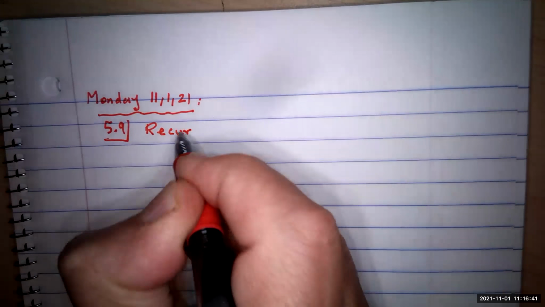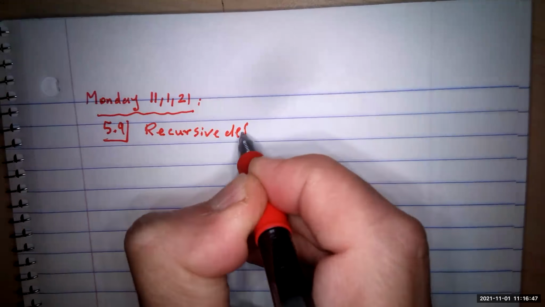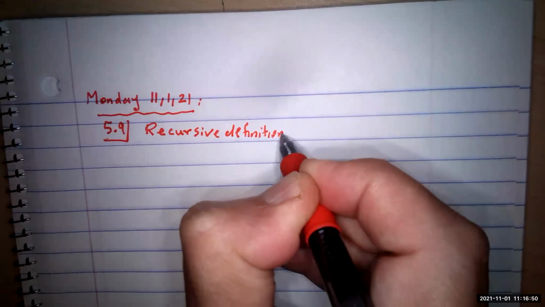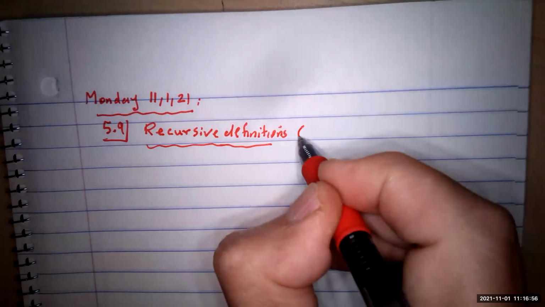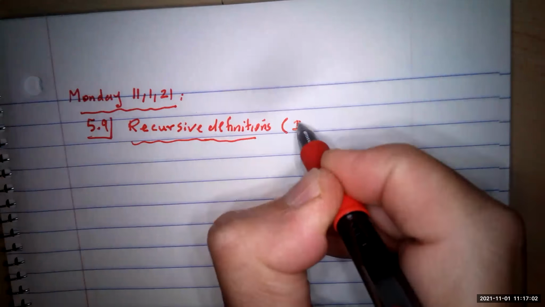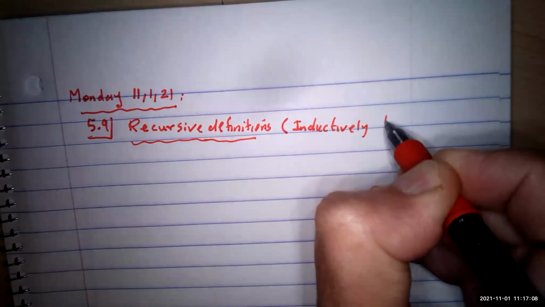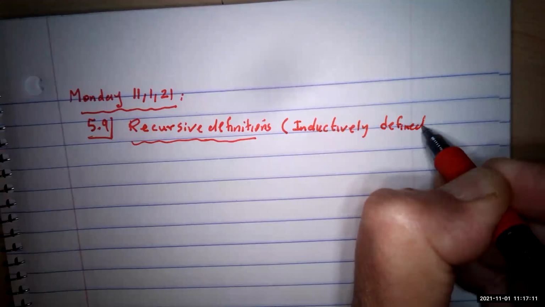Okay, so this is a very interesting section, 5.9, that you are going to use quite a lot. As in your book, they call it recursive definitions, but it's much more than the definition really, or recursively defined set. The other expression that I like, and it's mostly common in mathematics, we call this procedure inductively defined sets.